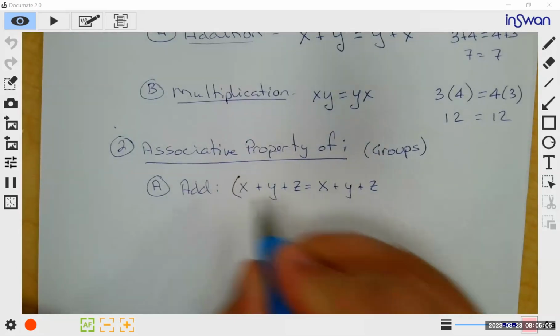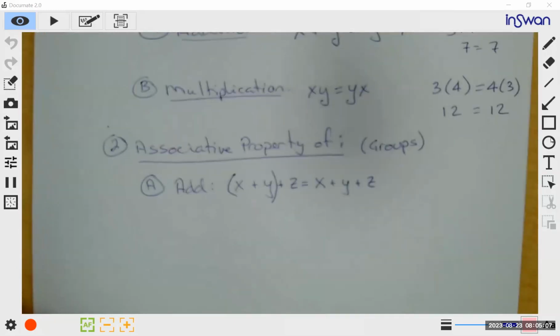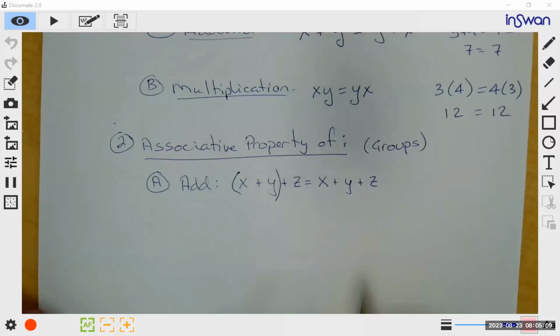So this is where we introduce the concept of parentheses. The parentheses tell us, okay, since we can't do more than two pieces of information at one time, which two do we do first? And that's what the parentheses are all about. This is where we introduce parentheses into equations.